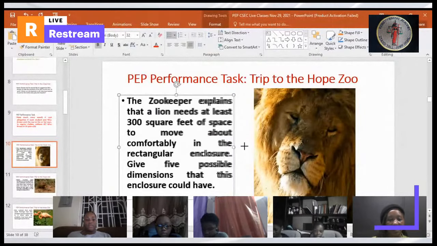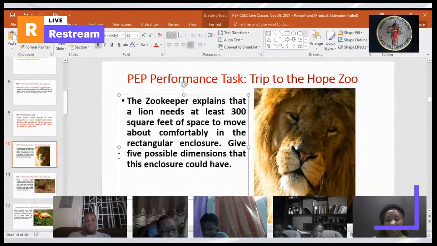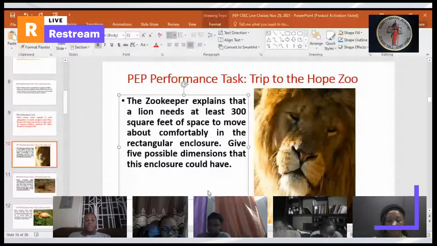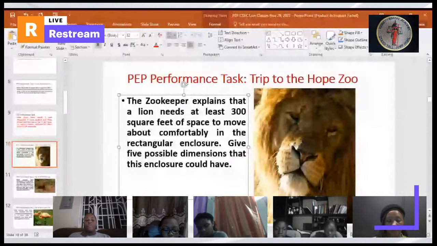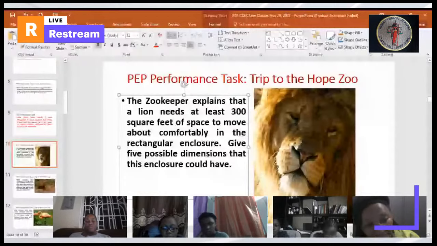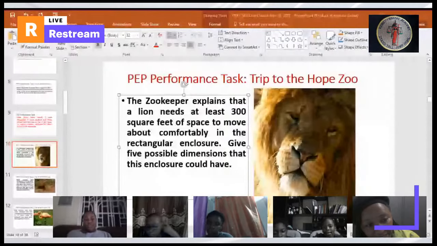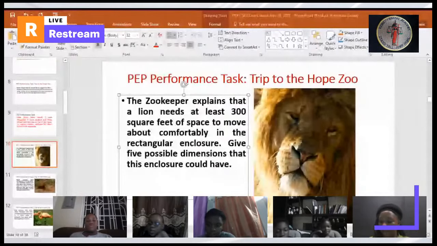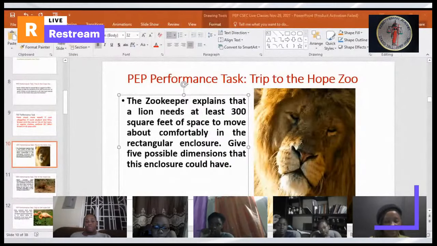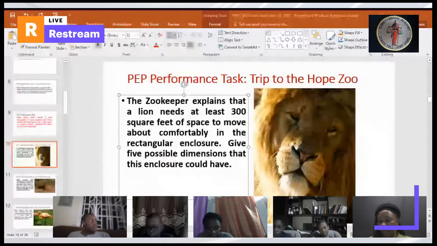4 times 75, Miss? Oh, I need some units as well. 4 feet by 75 feet, that's what I wanted. Then 15 by 20. Say that again. 15 feet by 20 feet, correct.